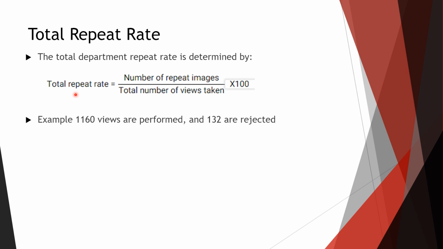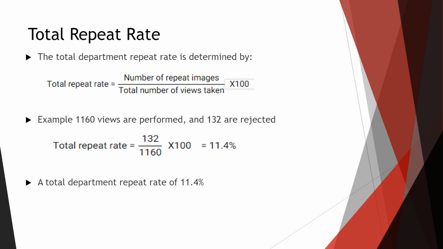Example, okay, 1,160 views were performed. This might be a real life example. And 132 are rejected. So what's the total repeat rate? Okay, well, we're going to take the 132 for the number of repeated images and the total of views taken, which was 1,160. And we'll just plug that in right here. Multiply it by 100 to get a percent, and it's going to be 11.4% is the total repeat rate for the whole department during that time, independent of the cause. A total department repeat rate.